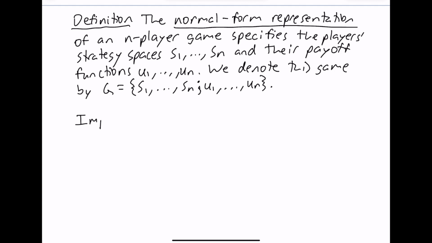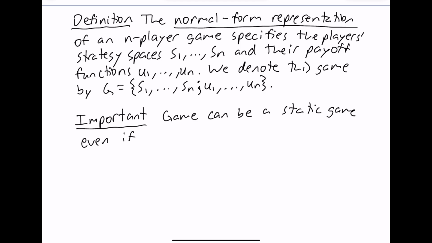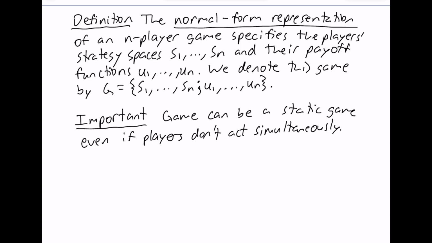Now there's one important thing to keep in mind. A game can be a static game even if the players don't act simultaneously. And the prisoner's dilemma is a good example of this. So in the prisoner's dilemma, the prisoners are held in separate jail cells. So it doesn't really matter if they make their decision at the same exact moment. As long as they don't know what the other person is choosing, it's as if they're acting at the same time. So this still means that it's a static game. So players don't necessarily have to move at the same time for it to be a static game. As long as each player doesn't know what the other player is choosing, it's considered a static game.